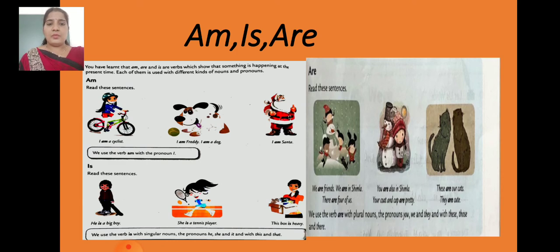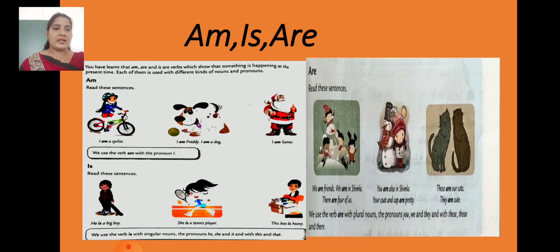So the verb is we use with a singular noun or the pronouns he, she and it, and with this and that. So we are using is with a singular noun and pronoun. Are, if you will see, read the sentence. We are friends. We are in Shimla. There are 4 of us.